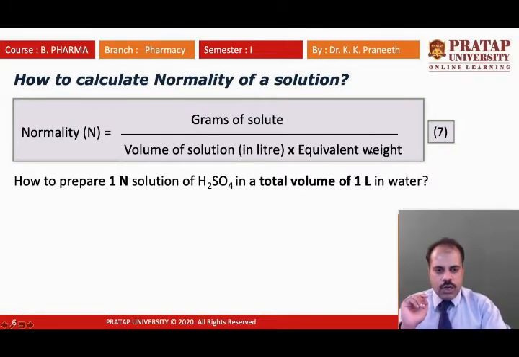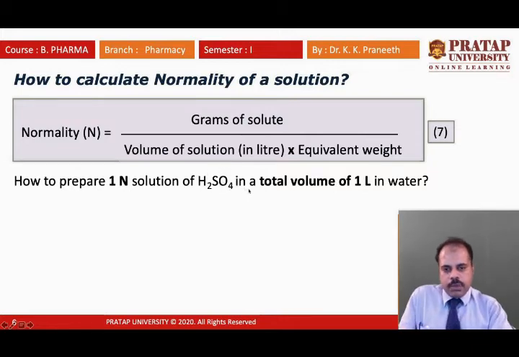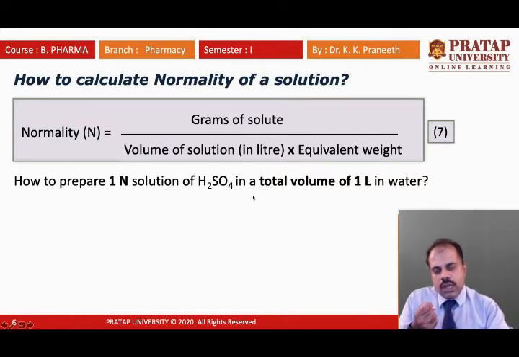Equivalent weight we have calculated already, right? Previously we have calculated the equivalent weight of sulfuric acid. If you don't know, check part 2 of this video lecture. So equivalent weight of sulfuric acid should be half of the molecular weight, right? Molecular weight is 98. Equivalent weight is 49 because there are 2 replaceable H plus ions. You can check. So let's put all these values in this formula and try to get the number of grams of sulfuric acid needed.